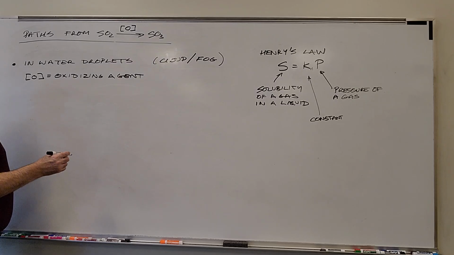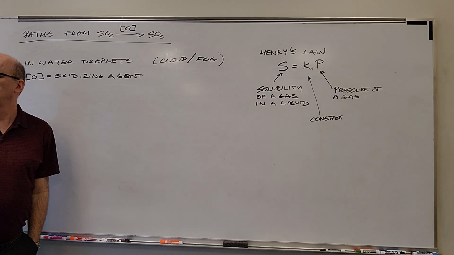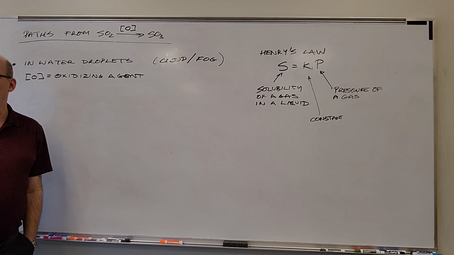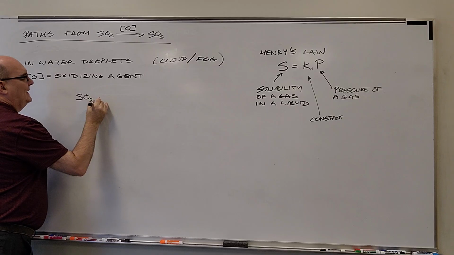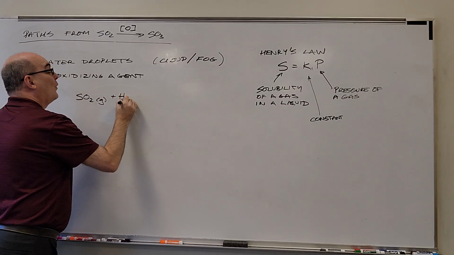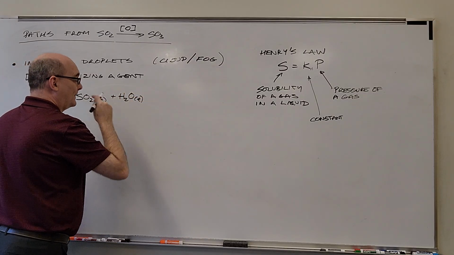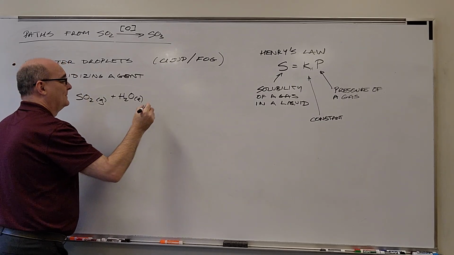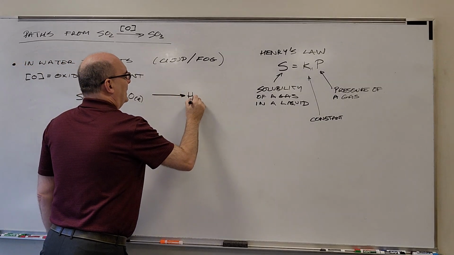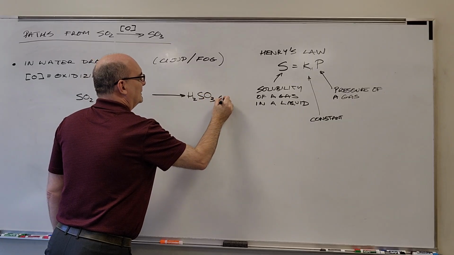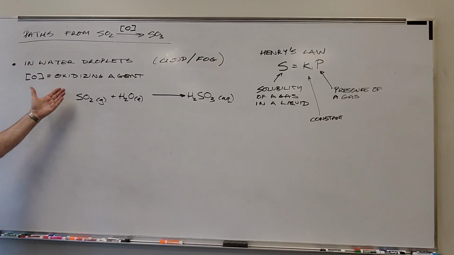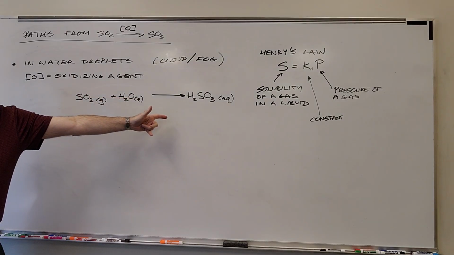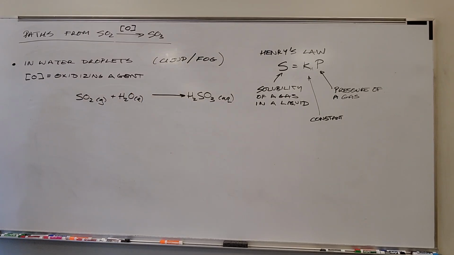All right, so I'm going to write this down wrong, and then let's see if we can figure out how to fix it. Here's sulfur dioxide. It's a gas. It's going to dissolve in a droplet of water. Maybe. But the mass balance here says I can only get to sulfurous acid. That's the weak acid. That's not going to make it.